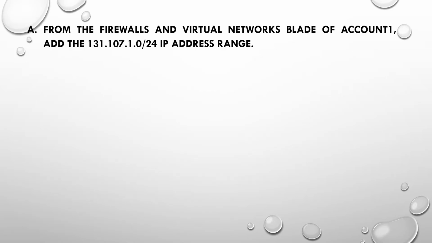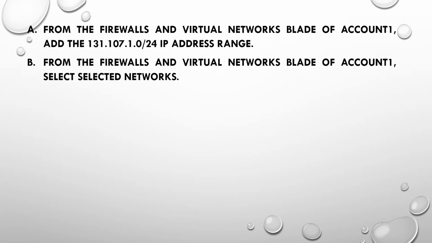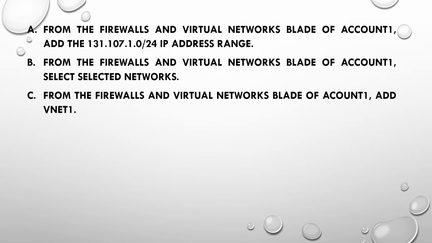Option A. From the firewalls and virtual networks blade of Account 1, add the 131.1.1.0/24 IP address range. Option B. From the firewalls and virtual networks blade of Account 1, select selected networks. Option C. From the firewalls and virtual networks blade of Account 1, add VNet1.